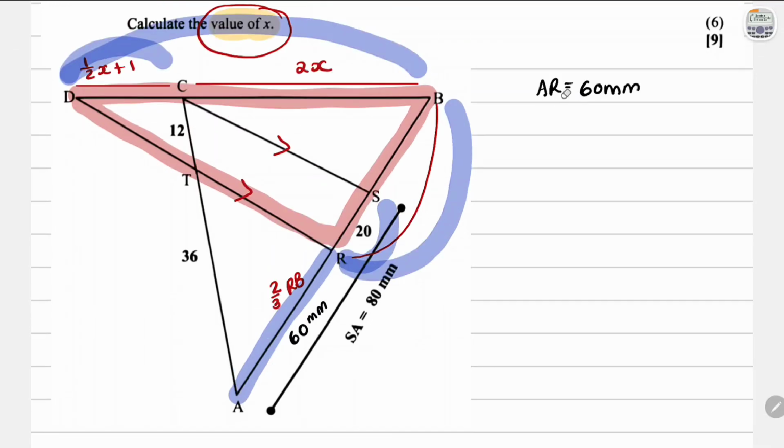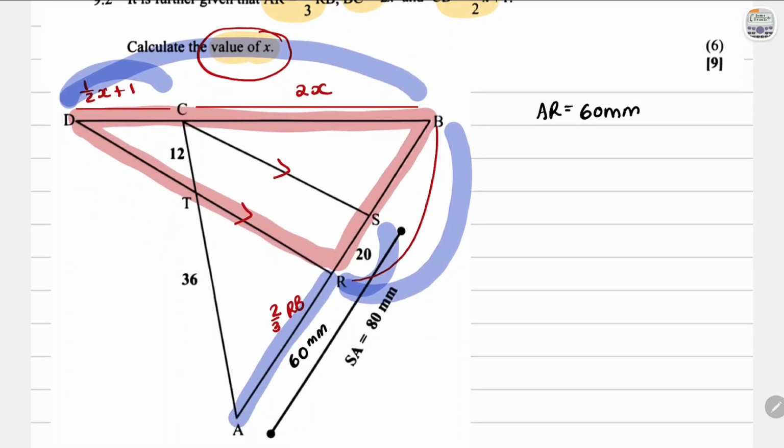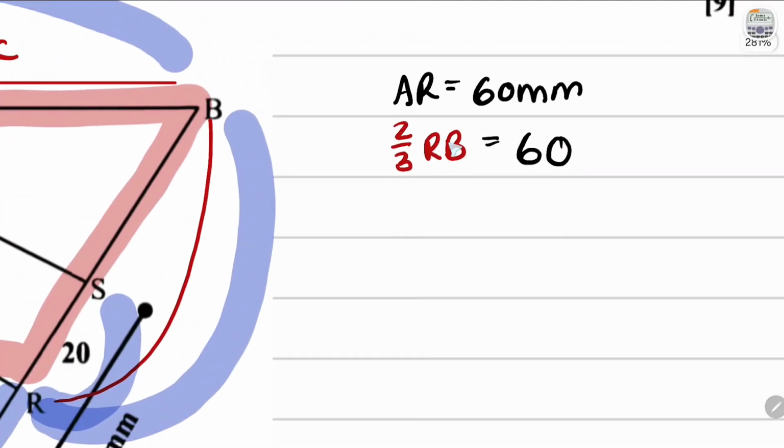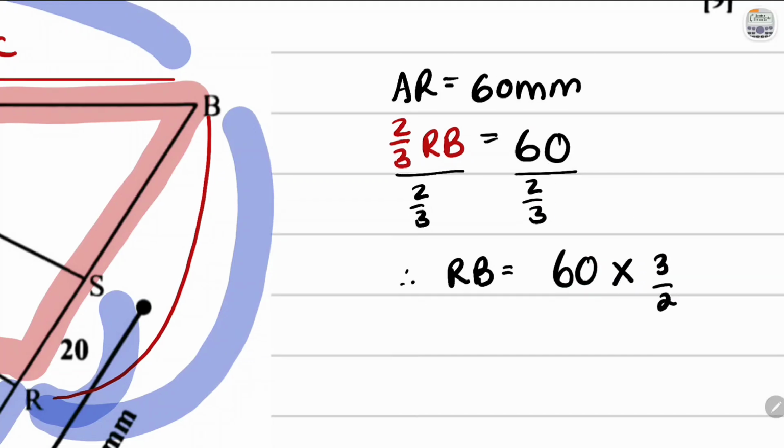Okay, so since we now know the size of AR, and they also told us that AR equals 2 over 3 RB, in place of AR, why don't we just put the 2 over 3 RB? And we're saying that that is equal to 60. And now we can actually just use this equation to solve for RB. So to solve for RB, you have to get rid of the 2 over 3. So we can divide both sides by 2 over 3. So therefore, RB would be equal to 60 divided by 2 over 3, which is like saying 60 times 3 over 2, because we flip and multiply when we divide.